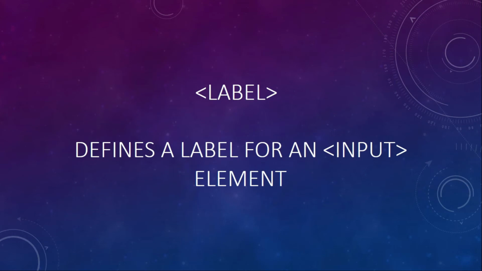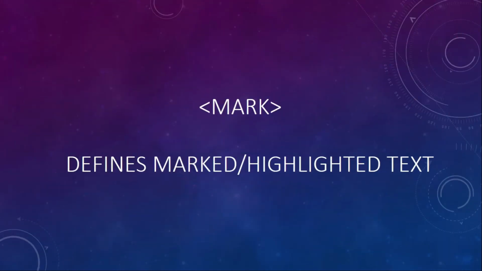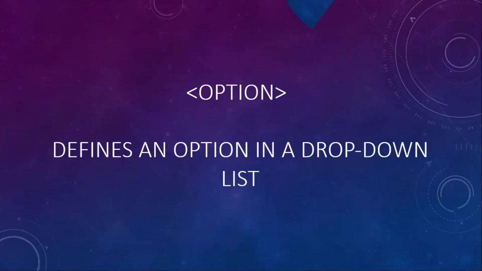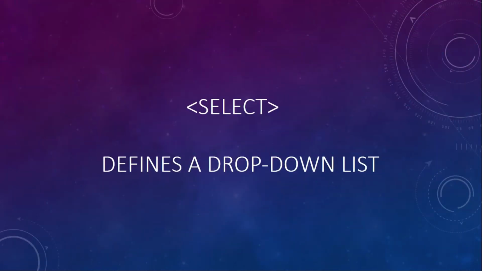Label, it defines a label for an input element. Mark, it defines marked or highlighted text. OL, it defines an ordered list. Option, it defines an option in a drop-down list. P tag, or you can say paragraph tag, it defines a paragraph. Select, it defines a drop-down list.